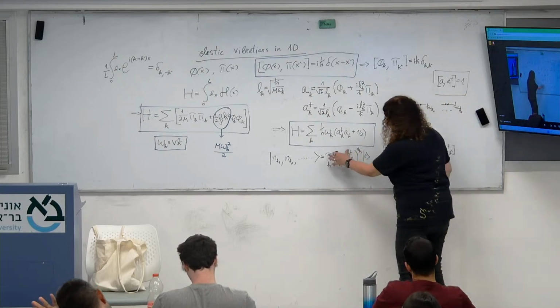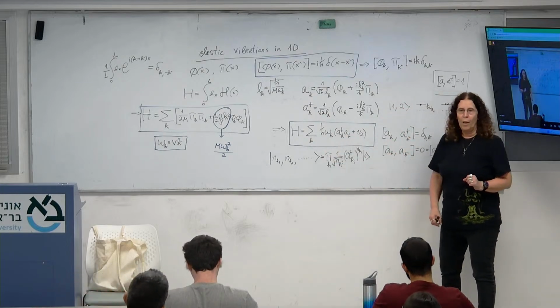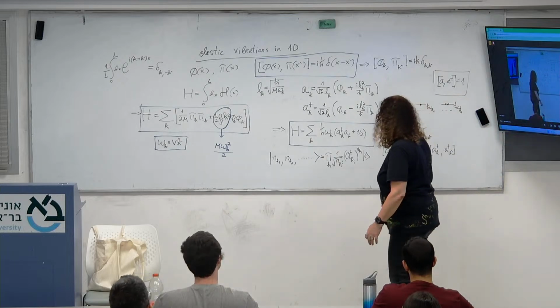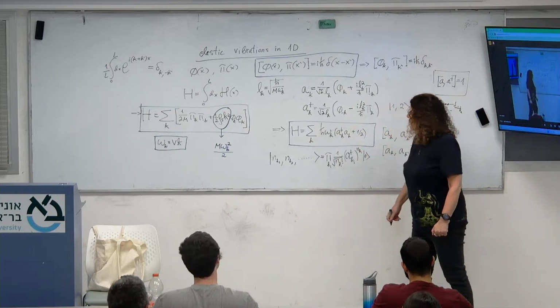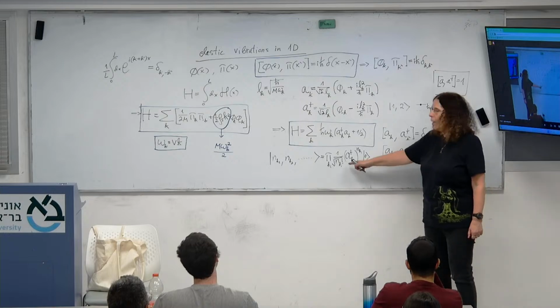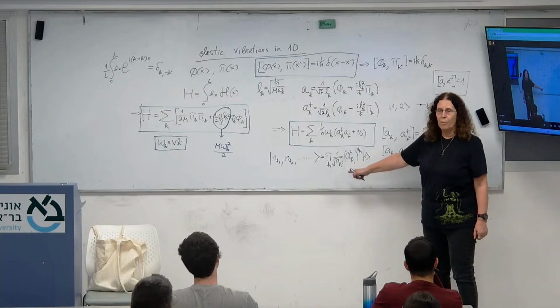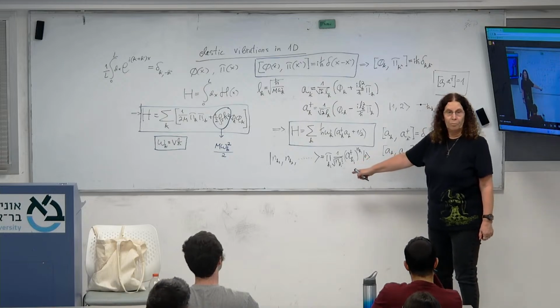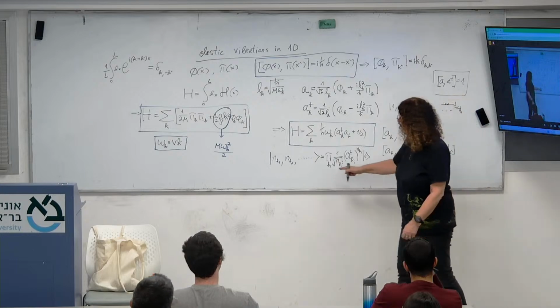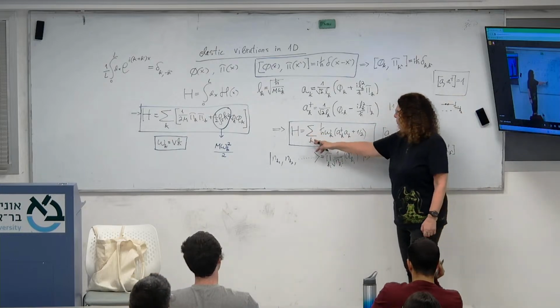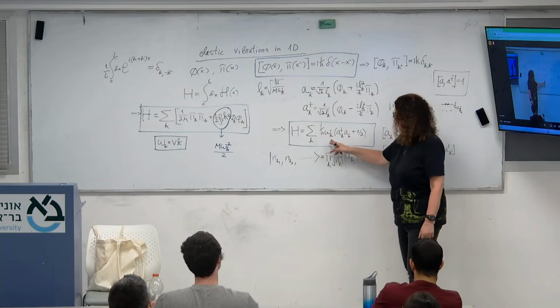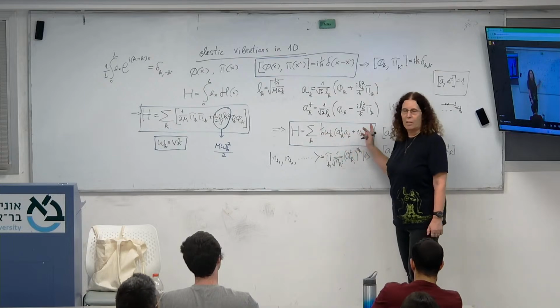And you have a simple product of all of them, and if you apply this Hamiltonian on such a state, what will you get? What will be the eigenvalues? It will be just the sum over k of h bar omega k, n_k plus half. Right?